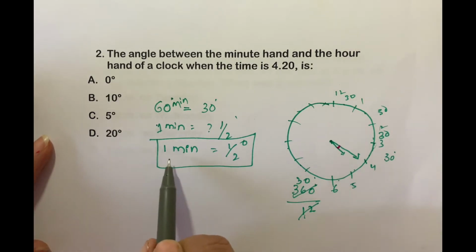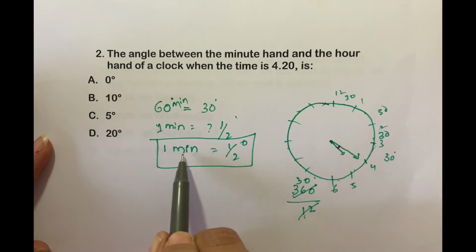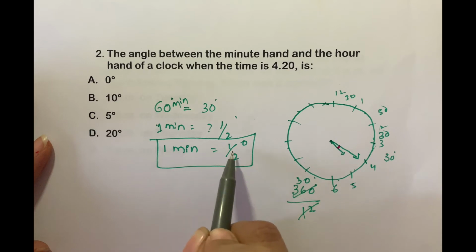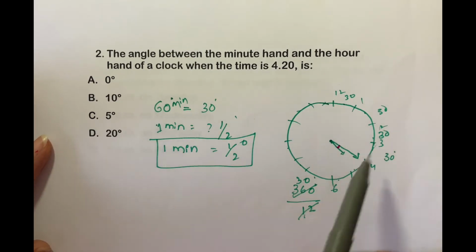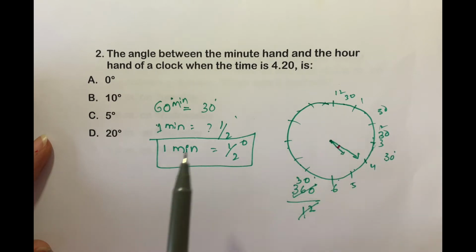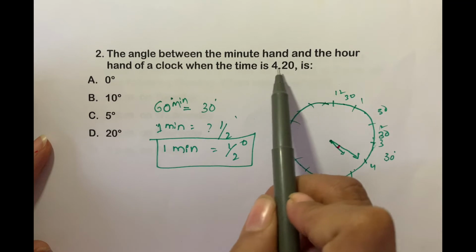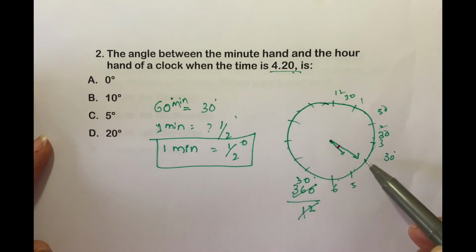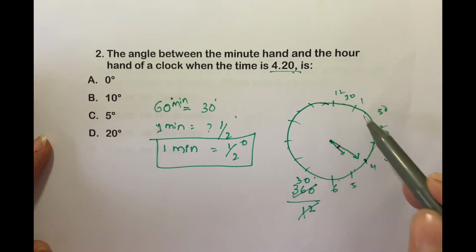Now we have this ready-made statement: 1 minute is equal to half a degree. See, it is so easy. Since I'm explaining it all again, it is taking time. If you are straight in the examination hall, after you read the question, it should be 4:20. So how many minutes has it covered? It has traveled for 20 minutes.